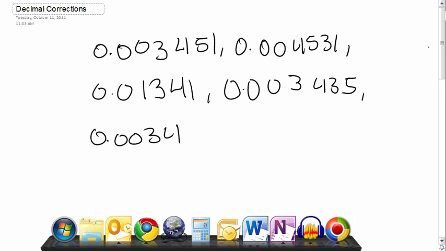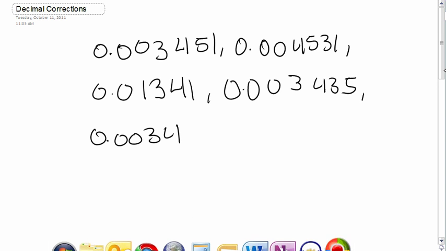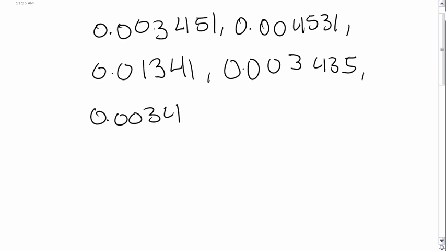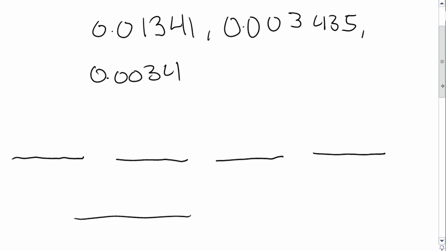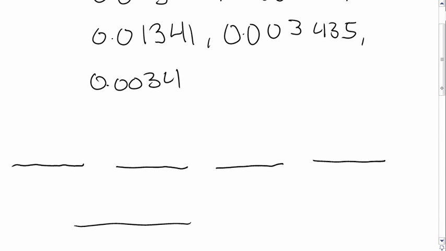Okay, so today I am going to put all these numbers in order from least to greatest. So, we have 1, 2, 3, 4, 5 numbers. So I'm going to put them 1, 2, 3, 4, 5. And this starts with least and it's going to go to greatest.